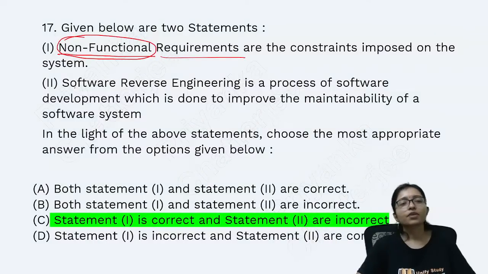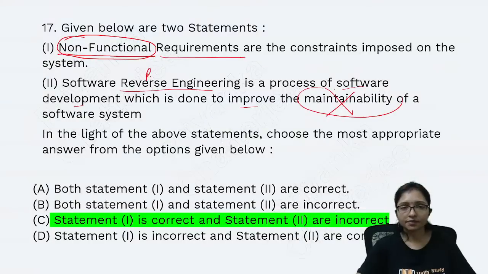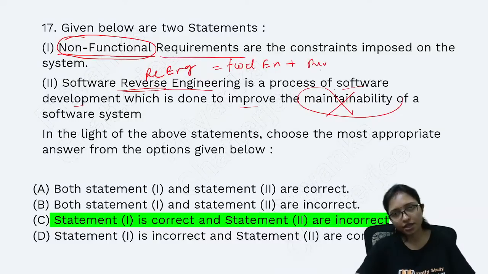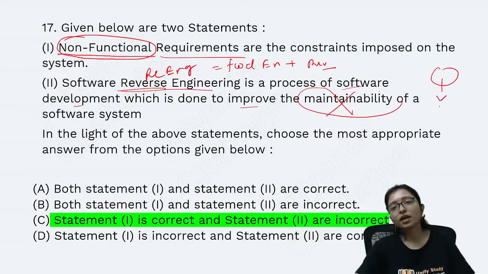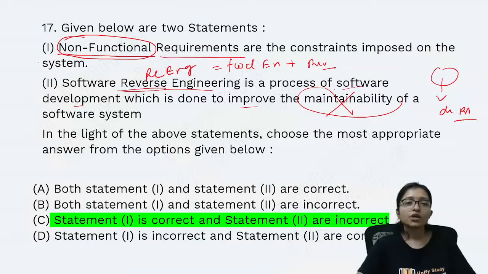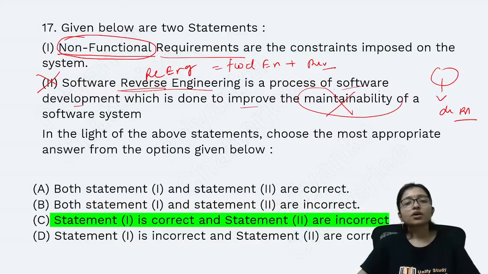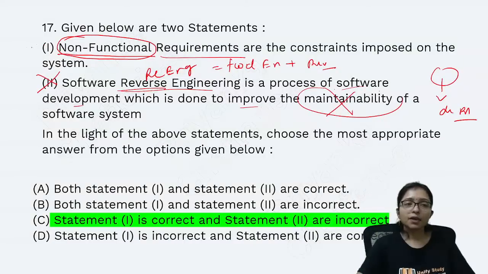Very, very important. Software reverse engineering is the process of software development done to improve maintainability. That is wrong, that is re-engineering. Re-engineering is the combination of forward engineering plus reverse engineering together. Reverse engineering is where from the developed project you try to get the design and the requirements. So option 2 is wrong here, but option 1 is correct.